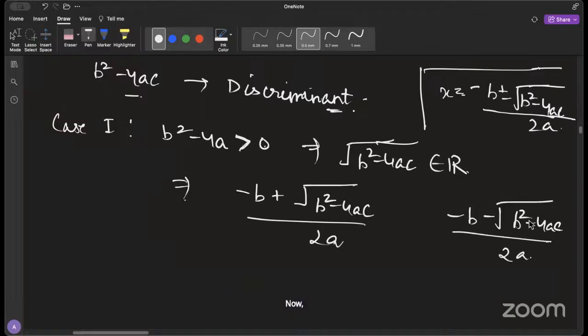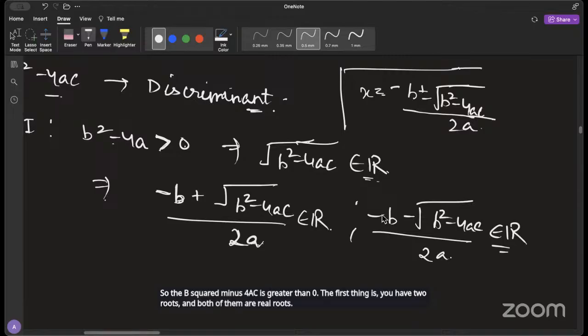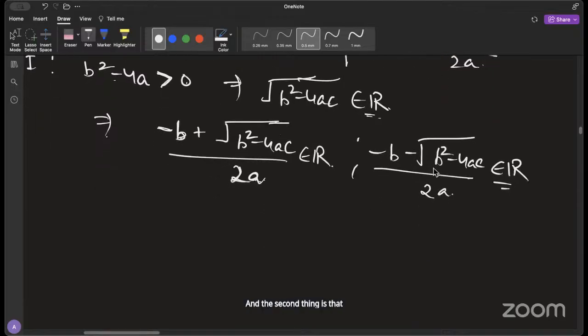Now these are going to be real numbers. Why? Because minus b is real, 2a is also real, and this entire thing is also real. And the sum and the quotient of real numbers is real. That means this is a real root, and this is also a real root. Both of the roots are real numbers. So when b square minus 4ac is greater than 0, the first thing is you have two roots and both of them are real. And the second thing is that they're both going to be distinct, as in this root is different from that root.